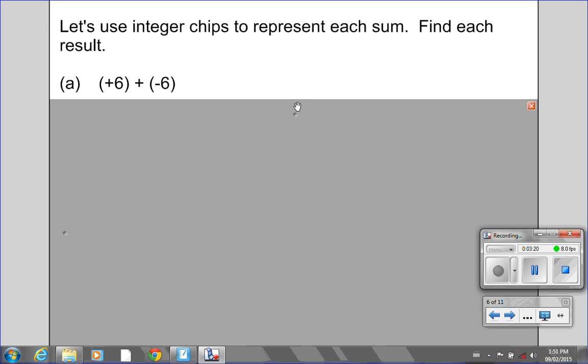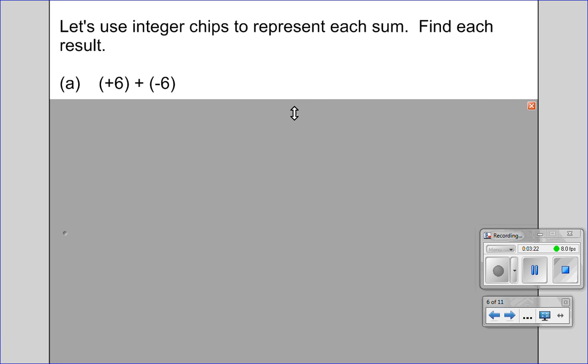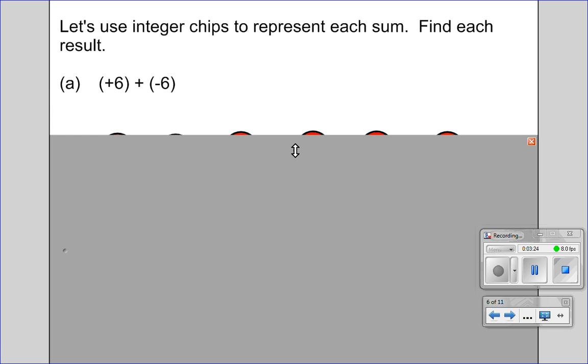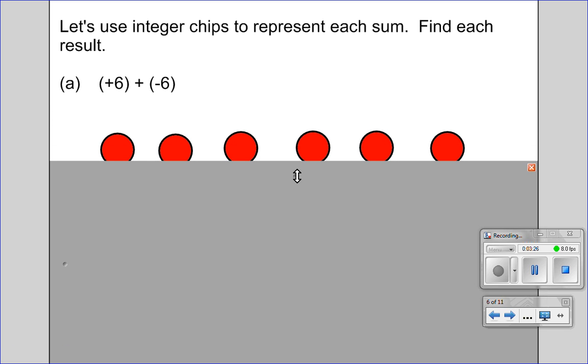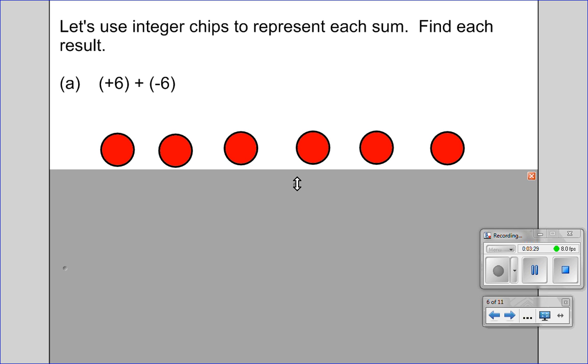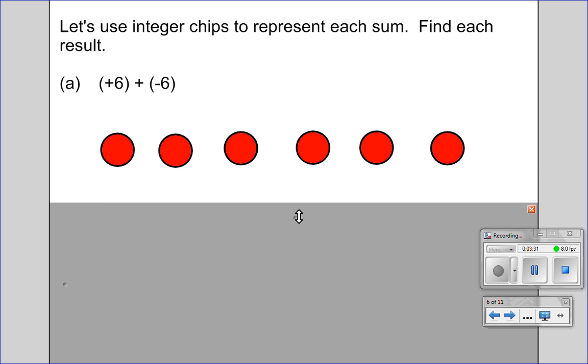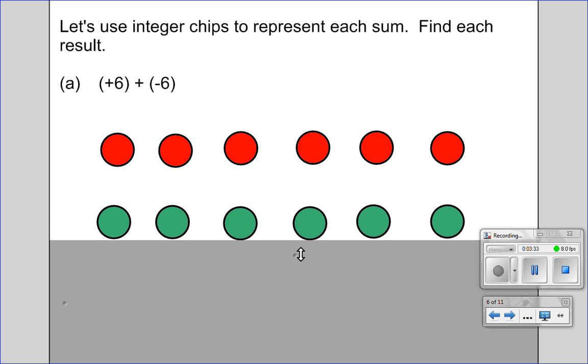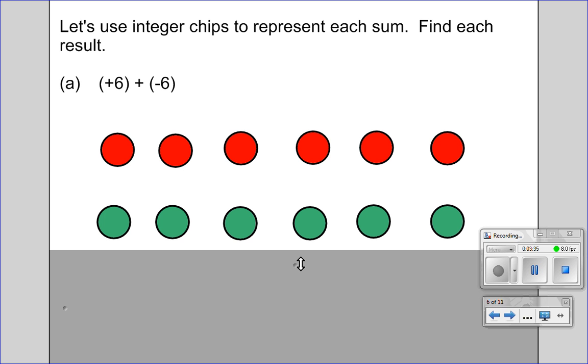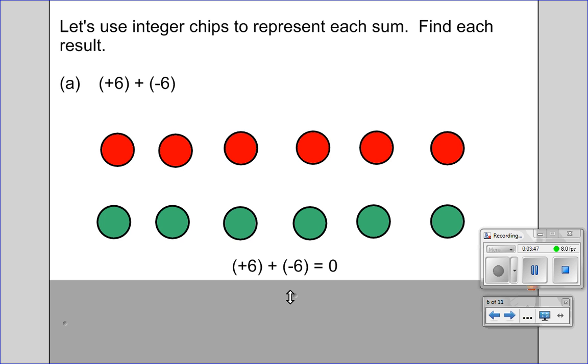So pause the video and then unpause it after you've worked out a solution. Okay, so let's see how you did. First we have to lay down 6 red chips for positive 6. And we need to lay down 6 green chips for negative 6. Looking at this, this is like the zero principle, right? Because you've got 6 red and 6 green. So they're going to cancel each other out, meaning that positive 6 plus negative 6 equals 0.